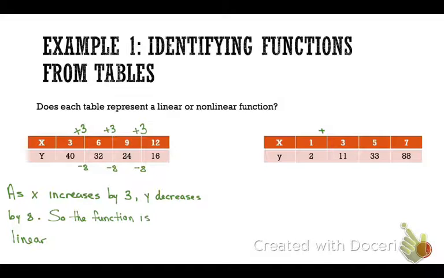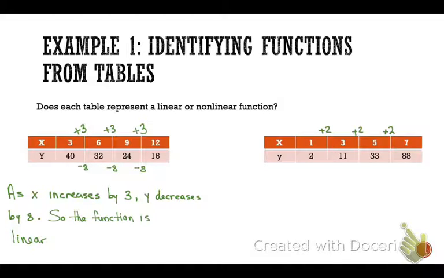Let's look at the second table and try to find our pattern. How would I get from 1 to 3, guys? Add 2. What about 3 to 5? What about 5 to 7? So right now it's looking constant. Now let's go down to my y's.